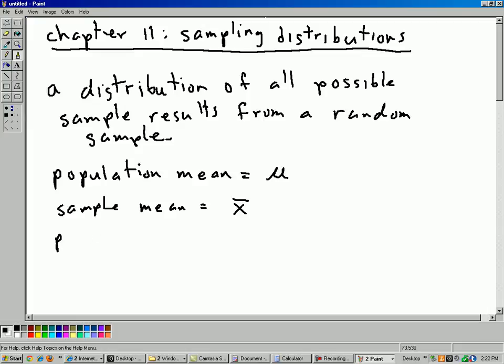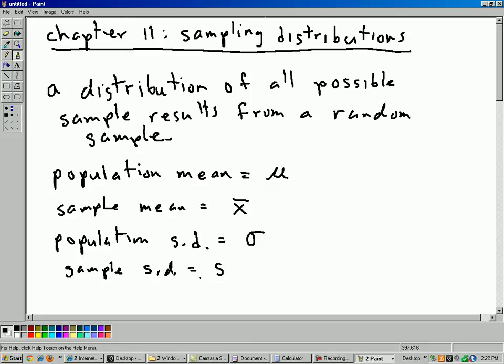And then we have population standard deviation. I'll just do SD for standard deviation, which is given by the Greek letter sigma. And then we have sample standard deviation, which is given by S.